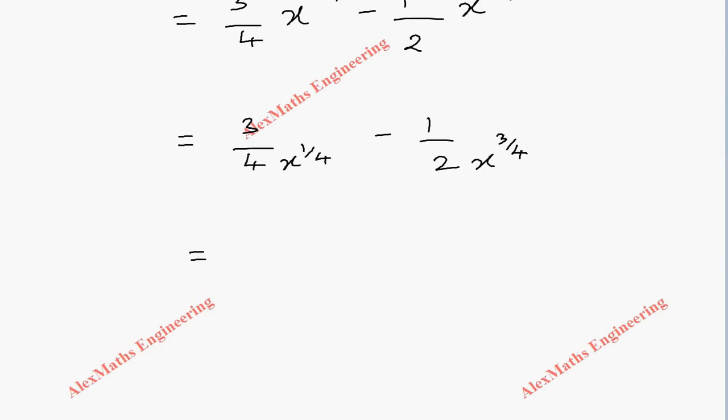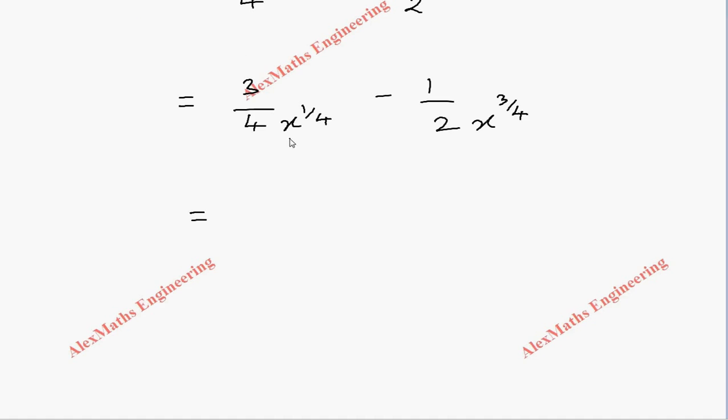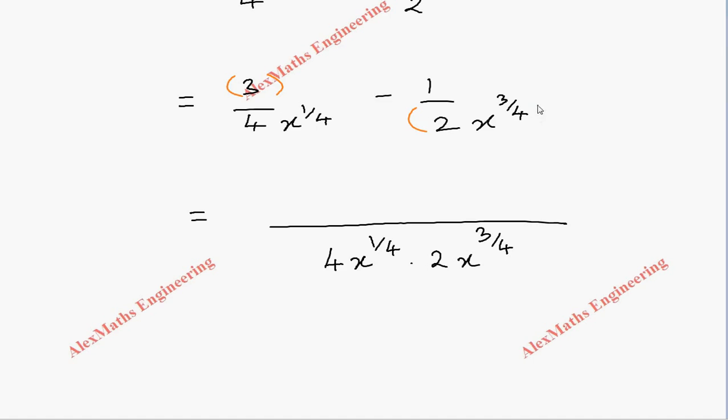Now next step, let's take LCM. So take all the terms together. 4 x power 1 by 4 into 2 x power 3 by 4. So we have to multiply this 3 with this entire term. So we get 6 x power 3 by 4 minus, and this entire term we have to multiply with 1.